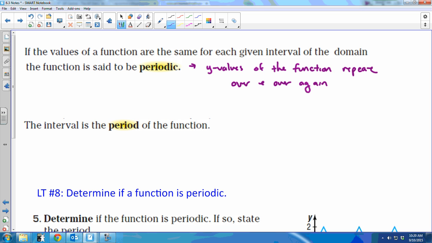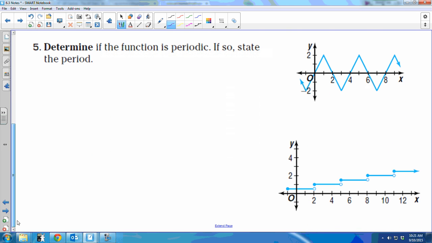The period of the function is the interval, or how often the function repeats. Does it repeat every 3 units? Every 7 units? Every 10 units, etc.? So a periodic function is just one that repeats over and over, and the period is how often it happens. For learning target 8, here are 2 examples. We're going to determine if the function is periodic, and if it is, give the period.